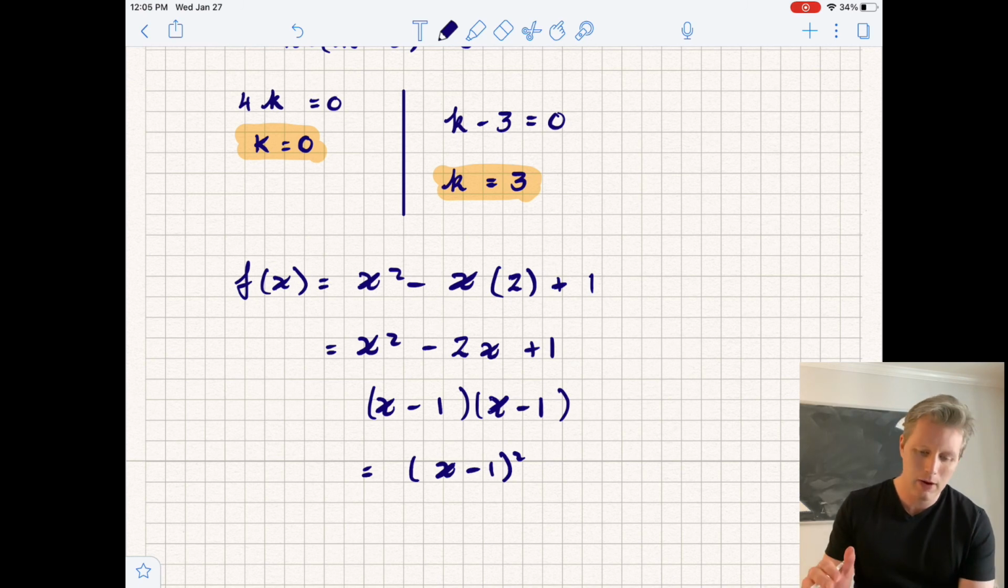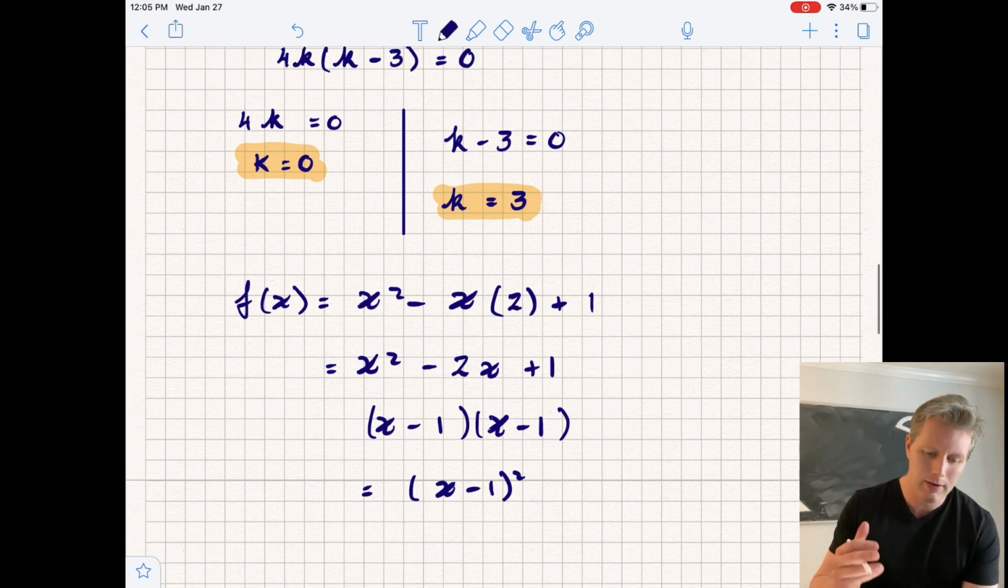And so that is a little information about the nature of the roots. It is the discriminant, the b squared minus 4ac part of the quadratic formula, which tells us what the nature of the roots will be. And this is how that information can be utilized to solve problems of this nature.